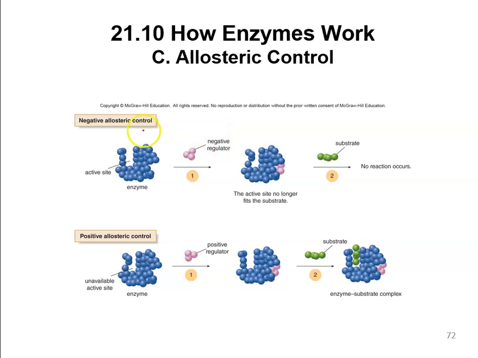Okay, so a negative allosteric control is where a compound of some sort, it doesn't matter what it is, attaches onto the enzyme not at the active site, but at a different site, and it alters the shape of the protein, thereby closing off the active site. So my active site is no longer open. I can't have a substrate go in there. I don't have a reaction.